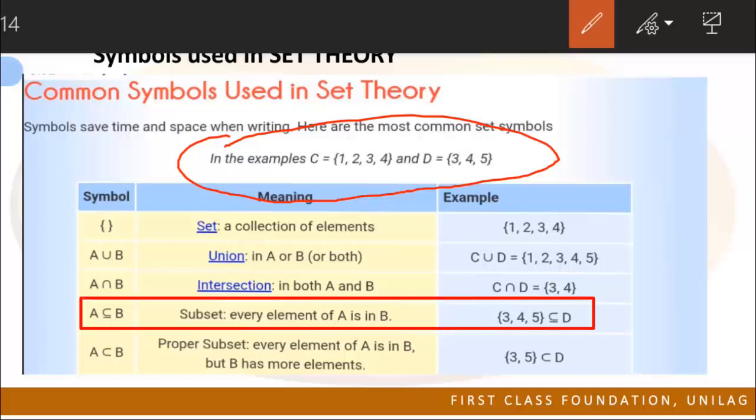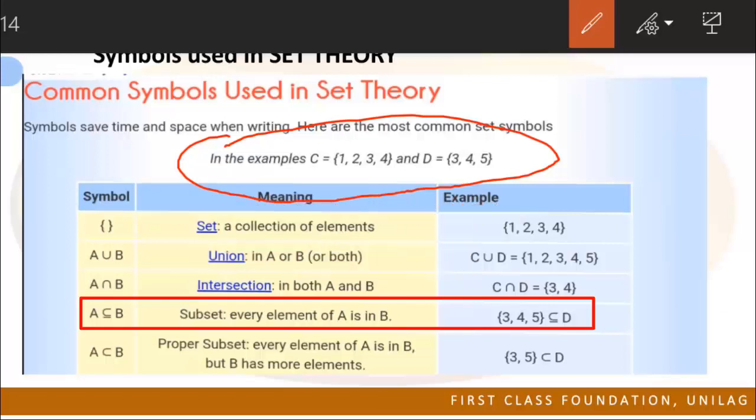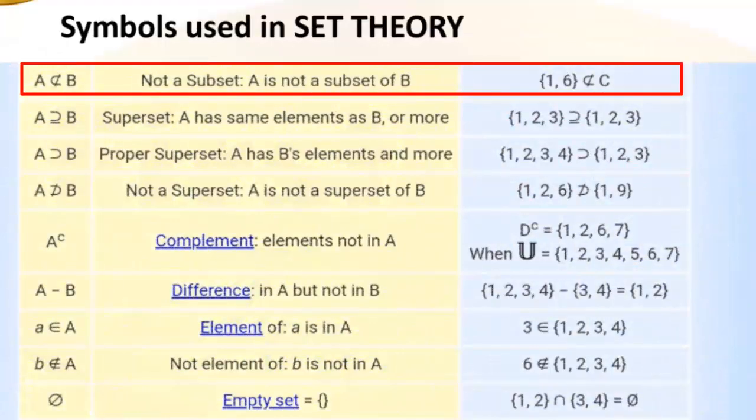Now, A proper subset B means that every element of A is in B, but B has more elements. 3 and 5 are a proper subset of D, but D still has 4 as part of its elements, which cannot be found in the first set we have here, 3 and 5. Okay, so we are still on symbols used in set theory.